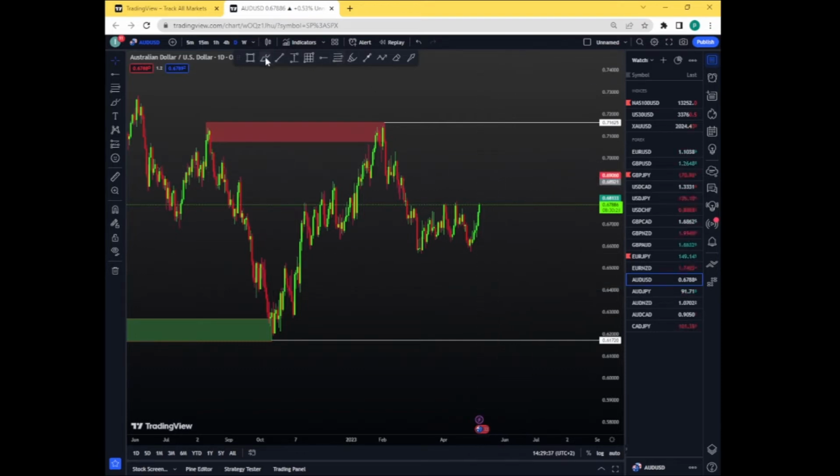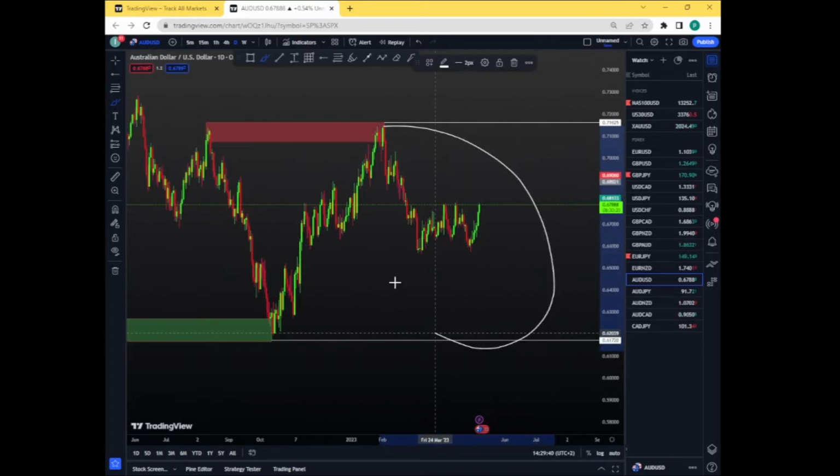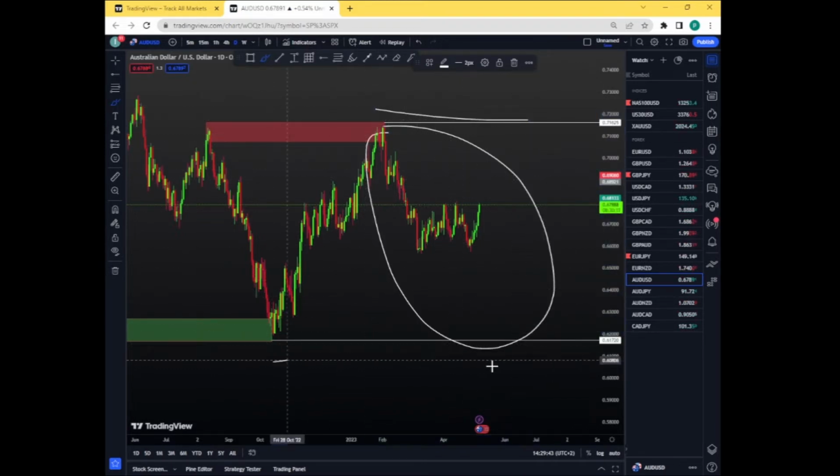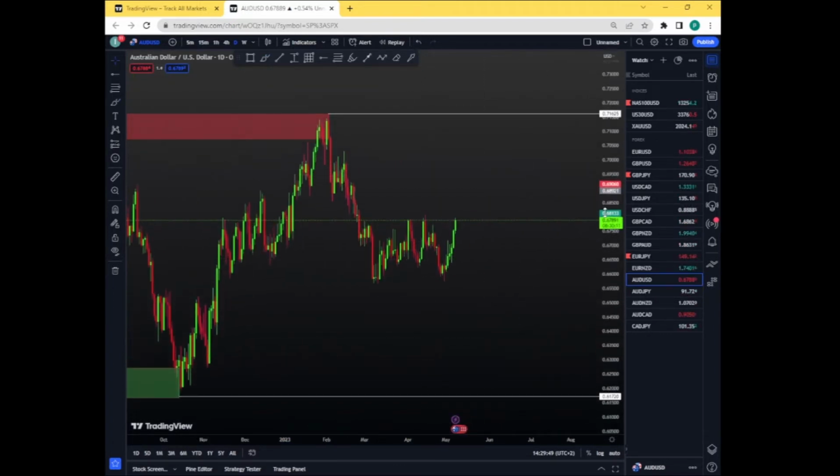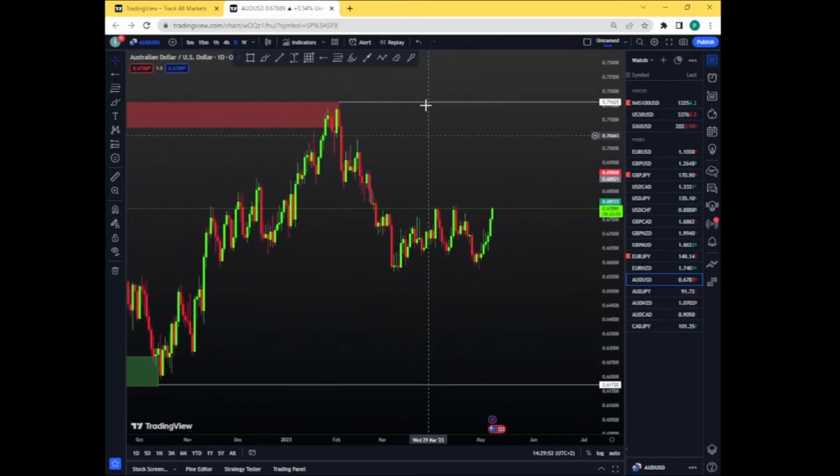So now we're focusing on what is happening between this high and this low. What I'm going to do is identify structure. In this case, I had an impulse here, followed by this correction, followed by an impulse, followed by this correction. At this stage, that's when you draw your structure. So I'm going to draw my structure.